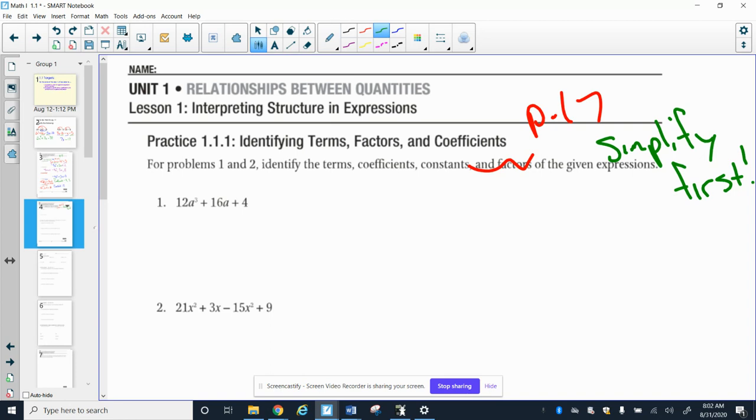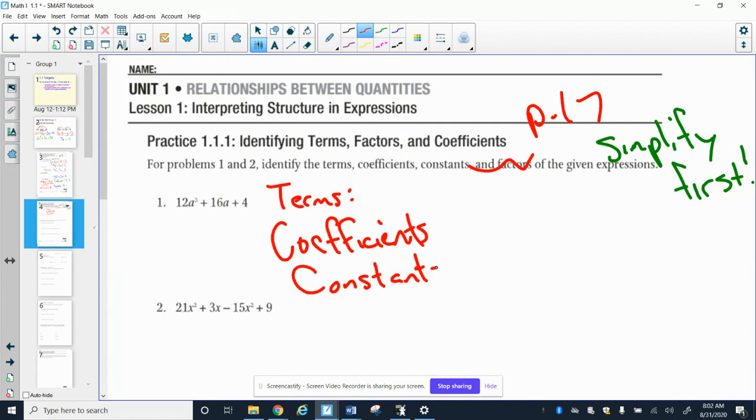Using the model from the first example, why don't you take a second and try to write out nice and neatly your terms, coefficients, and constants. All right, let's see how we did on this.